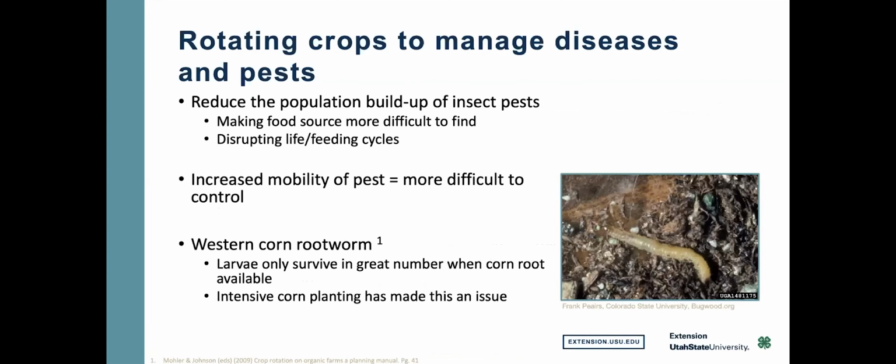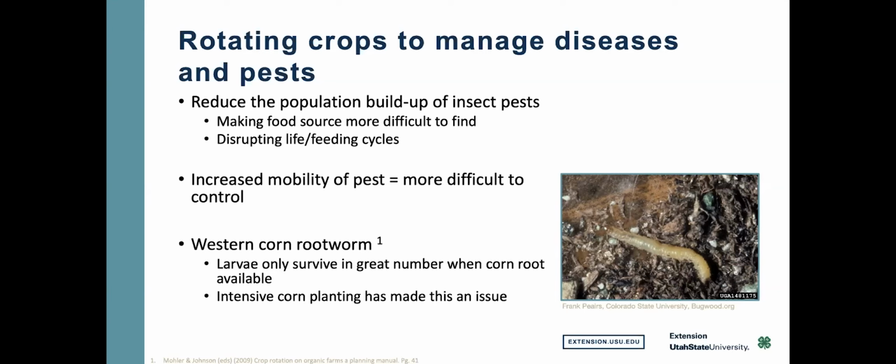Now, thinking about insect pests, again, it's the same idea as that crop rotation can reduce the population buildup of these pests. And this, again, is because you're making the food source more difficult to find, or you might be disrupting the life or the feeding cycles. And increased mobility of the pest, of course, makes it more difficult to control completely. But again, some pests, here I'm offering the example of western corn rootworm, can be really effectively fought against or deterred through crop rotation.